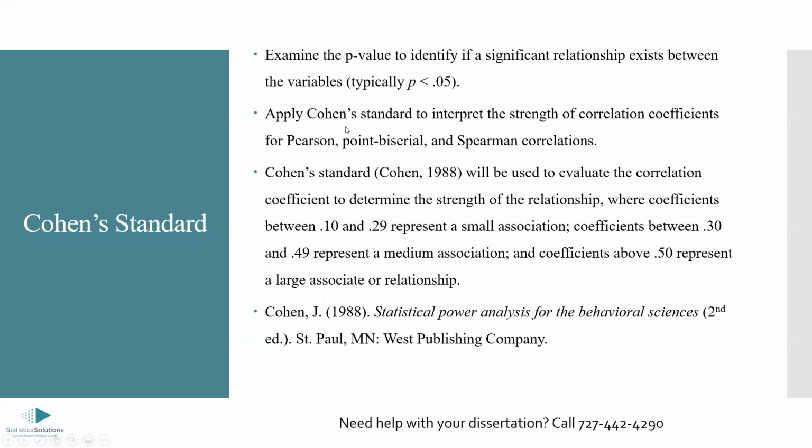So we have Pearson correlations, Point-Biserial, and Spearman here. You can use Cohen's standard, which is in this next bullet point, to interpret how strong of a relationship you have. So according to Cohen, he says that correlation coefficients between 0.1 and 0.29 represent a small association. Coefficients between 0.3 and 0.49 represent a medium association, and coefficients above 0.5 represent a large association or relationship. And we have the citation and reference at the bottom here.